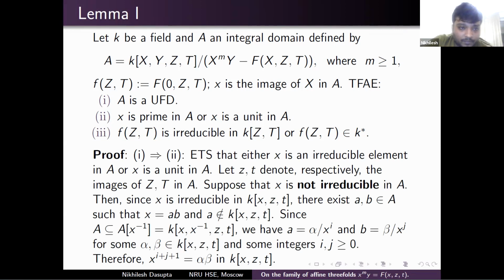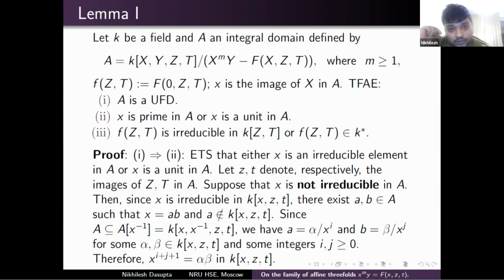So let's look at 1 implies 2. What do I have to show? I have to show that if it is a UFD, then either X is prime or X is a unit. It is enough to show that it is an irreducible element, because it is a UFD, so the concepts of irreducible elements and prime elements coincide. So it's enough to show that X is an irreducible element or X is a unit. So let Z and T denote respectively the images of capital Z and T in A, and suppose X is not irreducible.